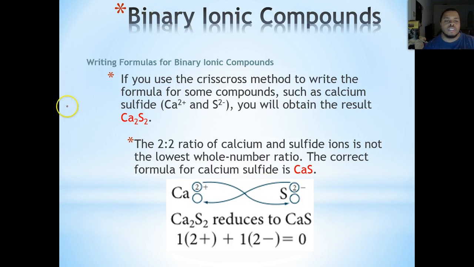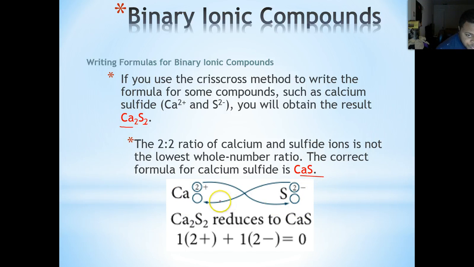So we have calcium and sulfide ion, right? When we put them together, if we use the crisscross method, we notice that plus 2 will be Ca2S2. Now, is that the lowest whole number ratio? No, because calcium has 2 electrons to give away, and sulfur is going to accept those 2. So we just reduce it down to CaS, which is what we see here.